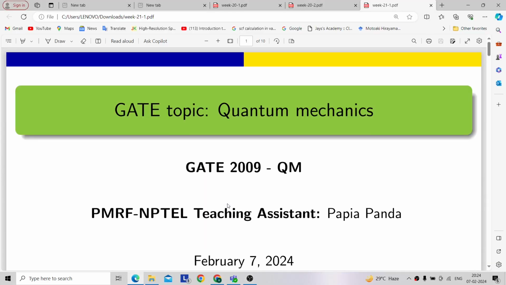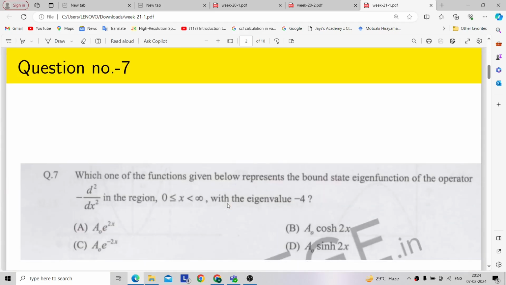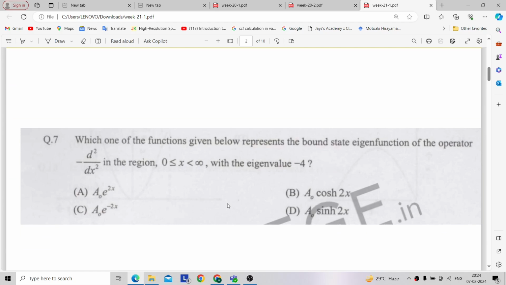Hello everyone, this is the GATE topic quantum mechanics, and today we will talk about the GATE 2009 question paper, and the question number is 7. Which one of the functions given below represents the bound state eigenfunction of the operator minus d2/dx2 in the region 0 to infinity with the eigenvalue minus 4? And there are 4 options.